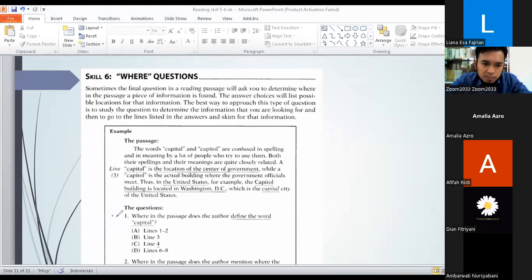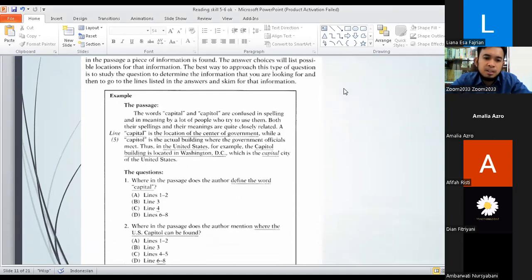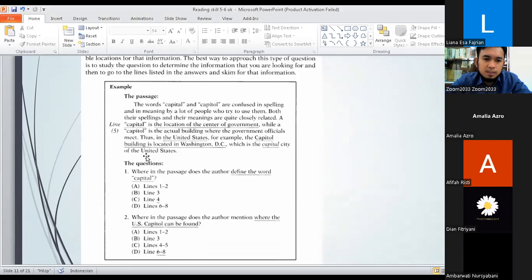Take a look at number 1. Where is the passage? Does the author define the word capital? So this is what you're going to do: try to identify where the information is, whether it's in line 1, 2, 3, or what. Again and again, when you are trying to answer the questions, the first step is to read the question first, and afterwards go to the text.